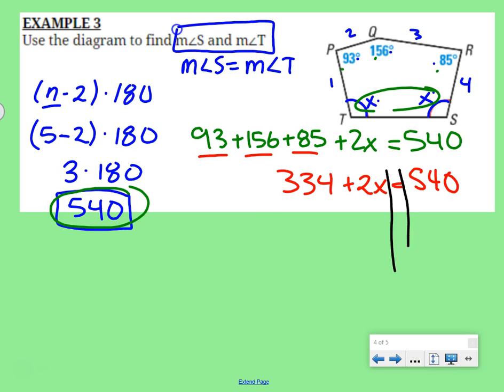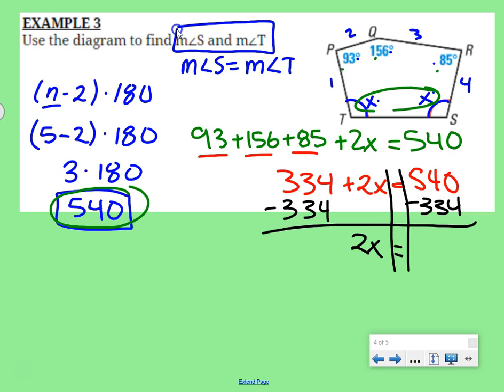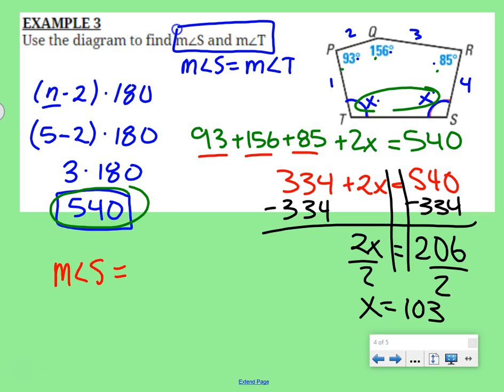Undo the positive 334 with minus 334. We get 2x equals 206. Divide both sides by 2 to get x by itself. We get x equals 103. So we can say that the measure of angle S equals 103 degrees and the measure of angle T equals 103 degrees.